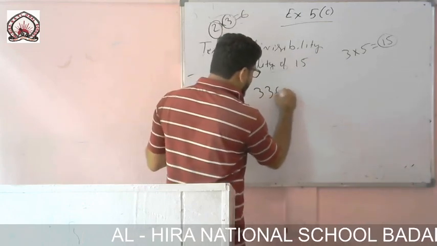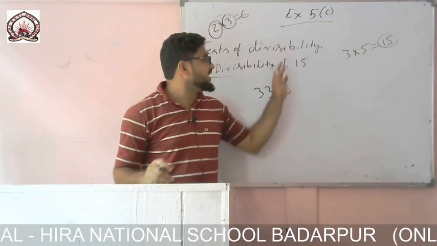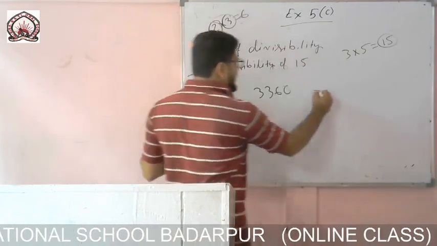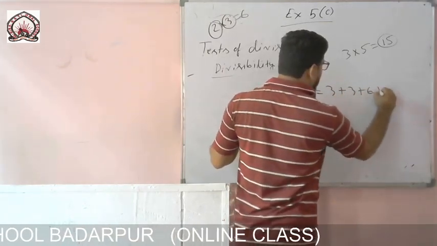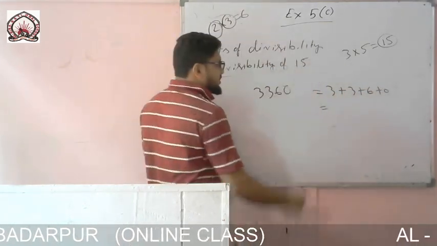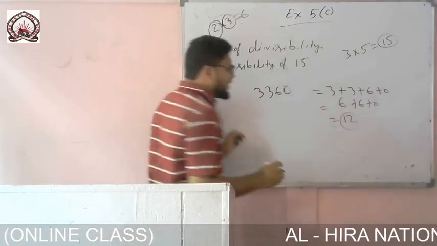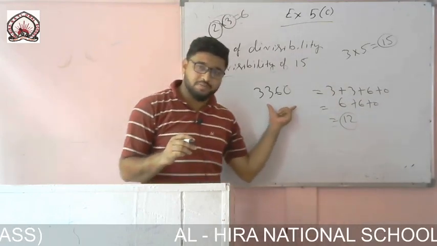3360 again. Is this number divisible by 15 or not? Let us check. So by 3 we know that the sum of the digits, 3 plus 3 plus 6 plus 0. Okay. So it is 6 plus 6 plus 0, it is 12. So the sum is divisible by 3. Then the whole number is divisible by 3.